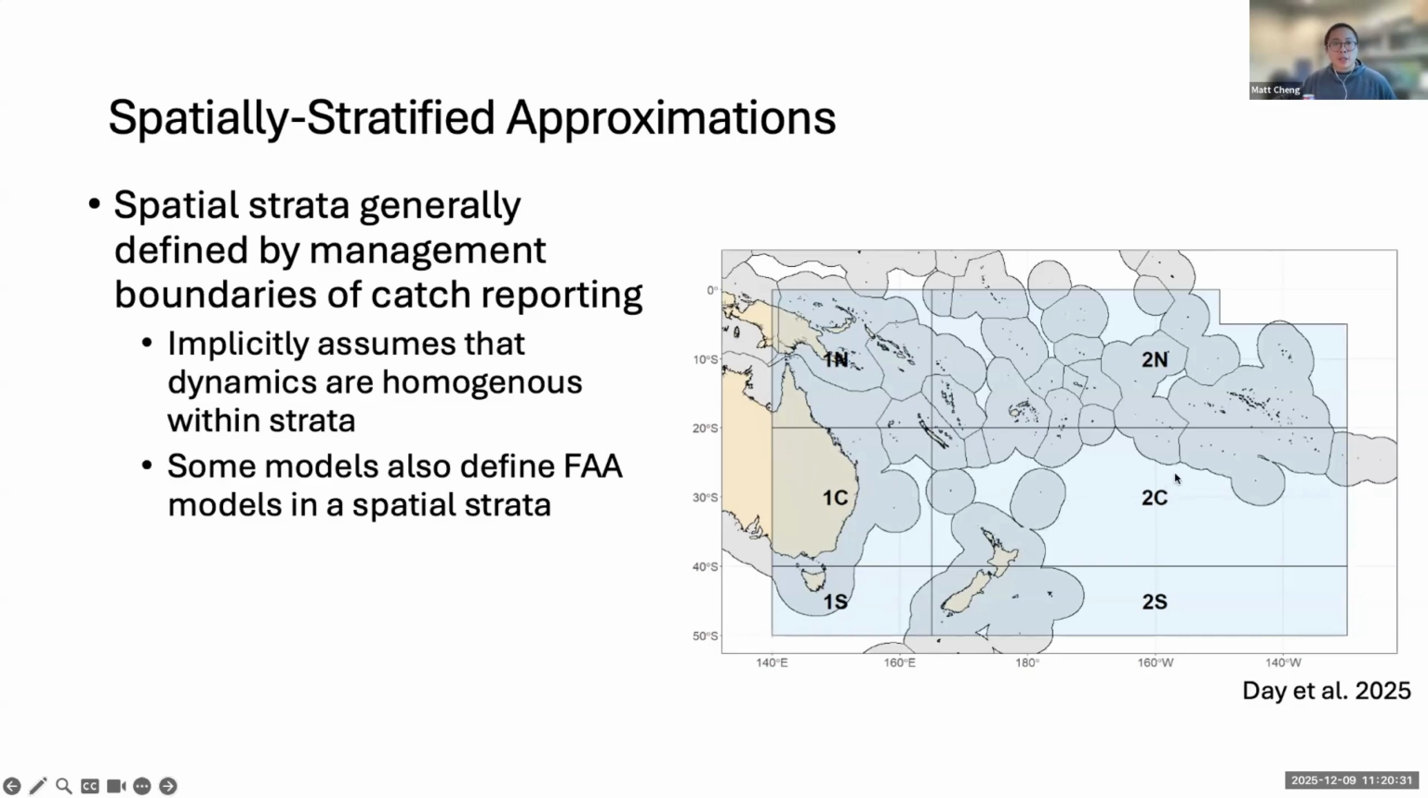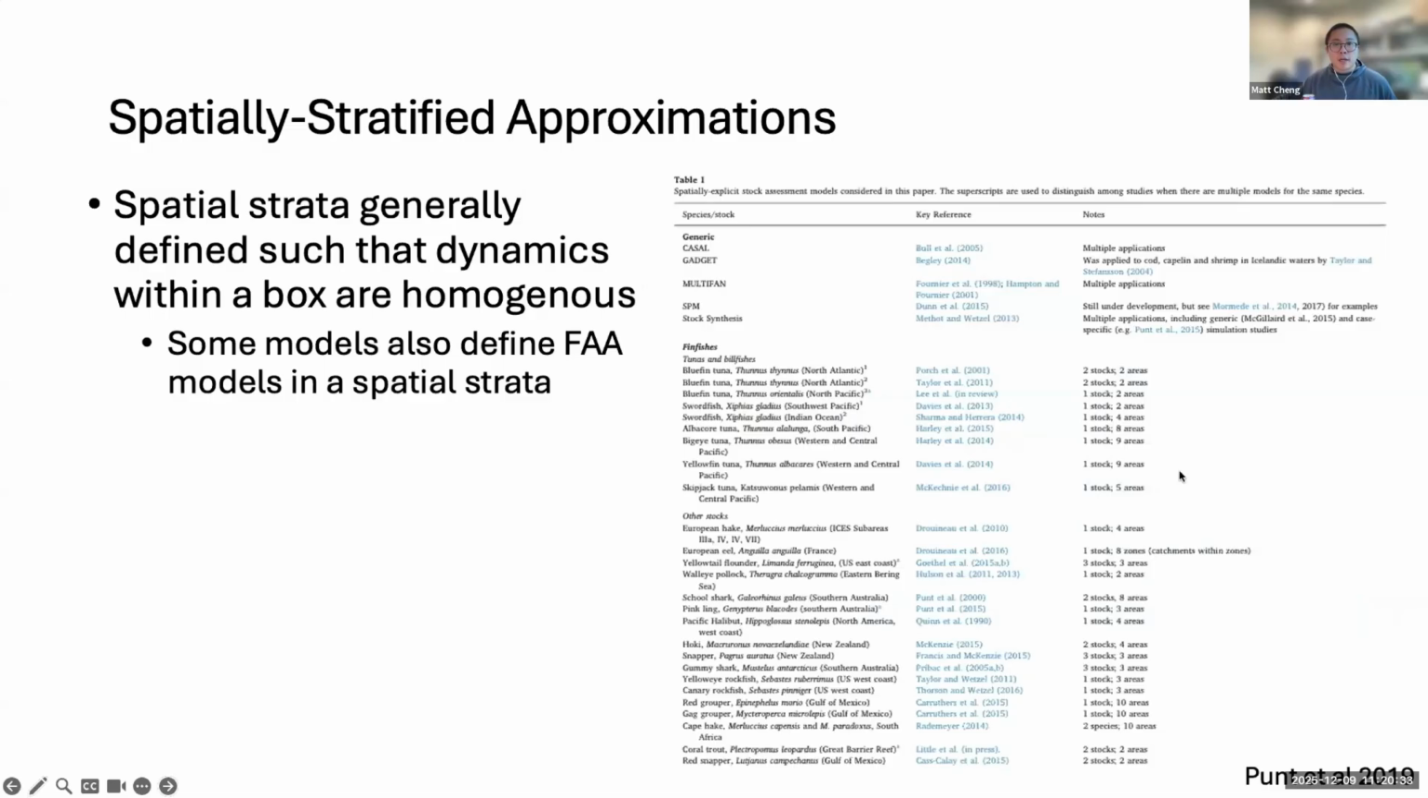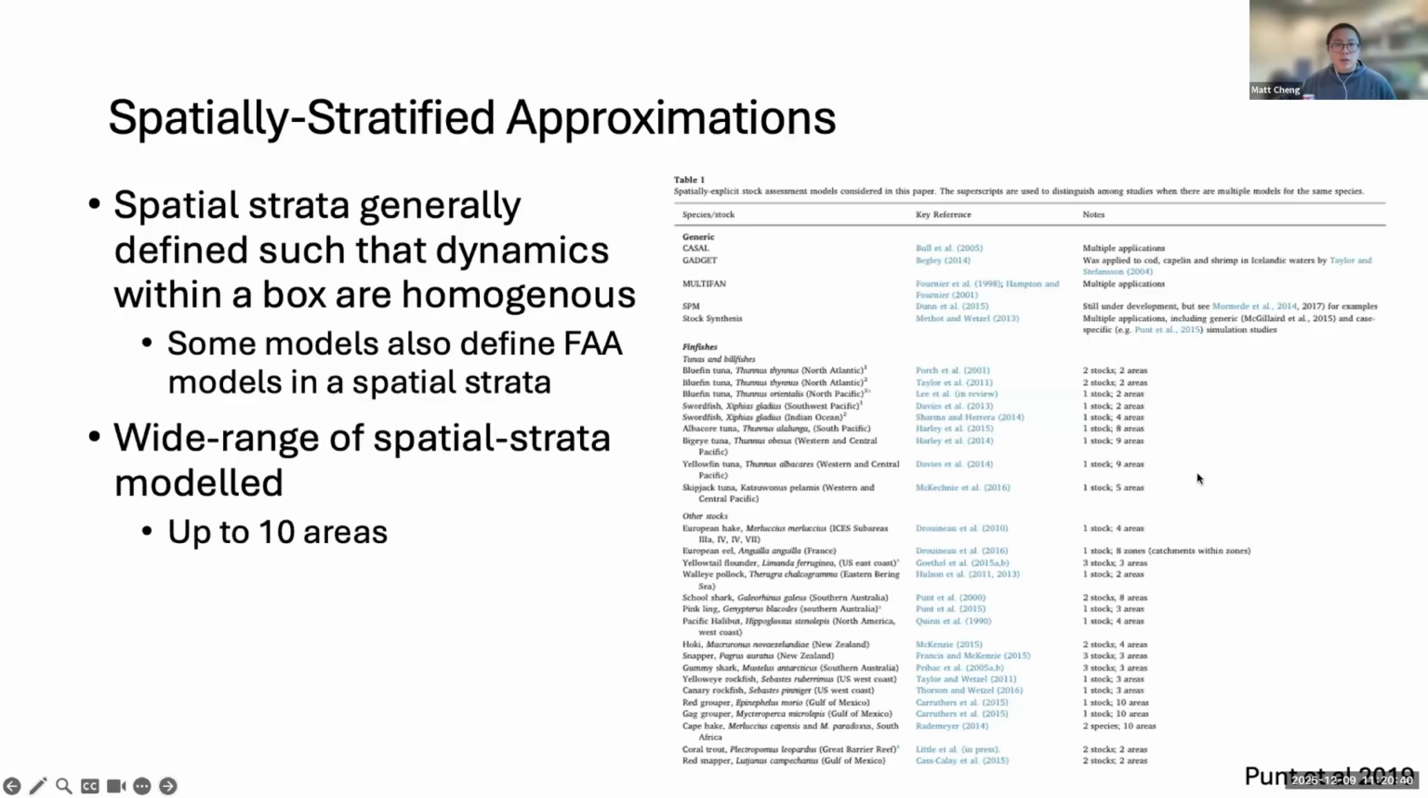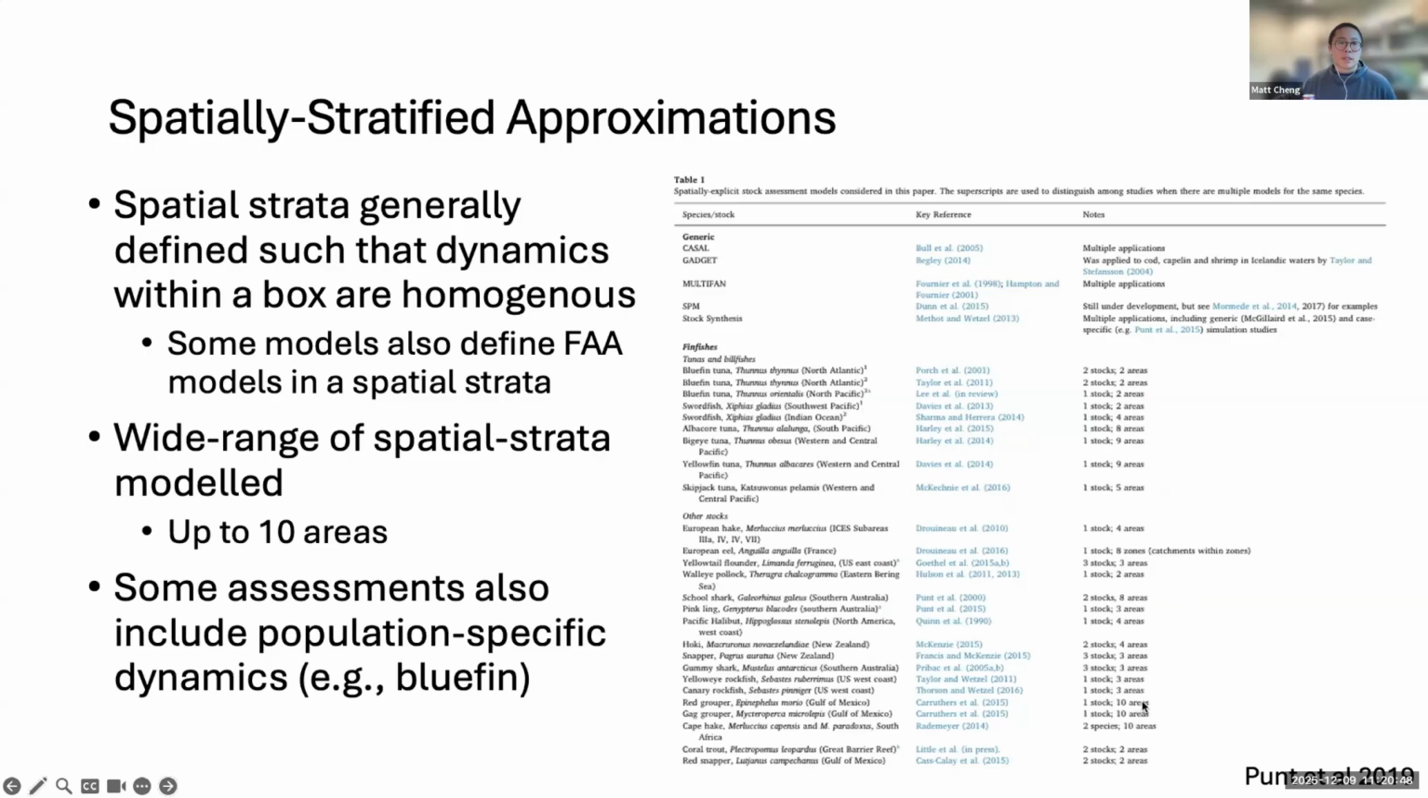Some of these spatially stratified approximations range in the number of spatial strata modeled, right? We can range from 2 areas modeled all the way up to 10 areas modeled. And some assessments also include population-specific dynamics, so what they call stocks, where essentially they have 2 or 3 unique populations modeled in addition to their regions.